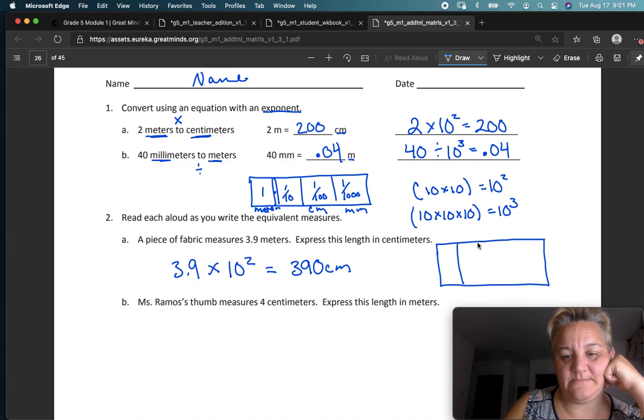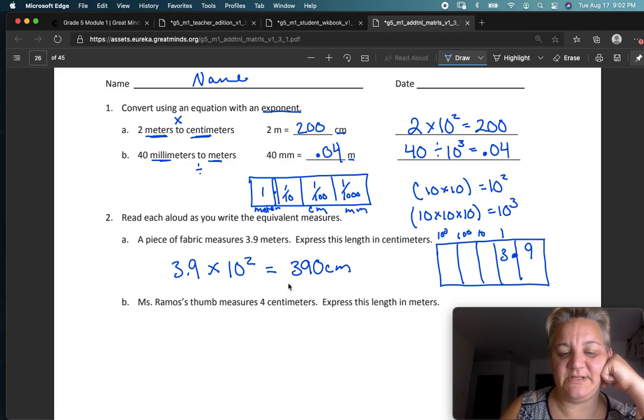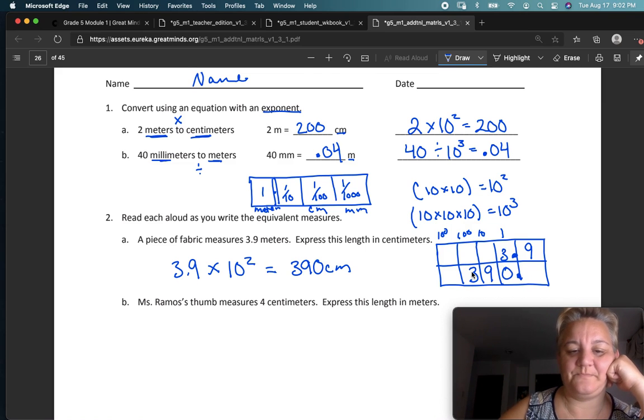All right, let's see. So here's my 3.9. Here's my ones, my tens, and my hundreds, and my thousands. And I'm going to move it 2 spaces. So I'm going to move this 3 over 2 spaces. So I'm going to have 390. That's my new answer. Okay, moved it 2 spaces over.